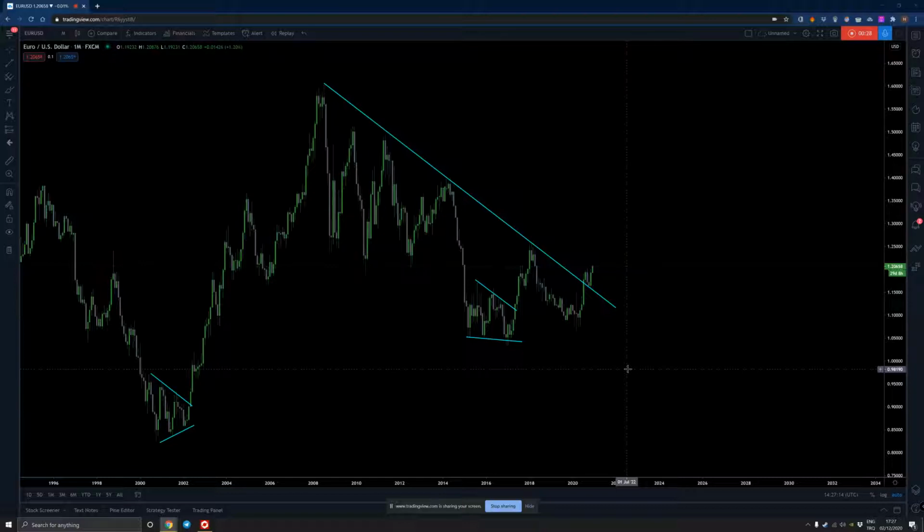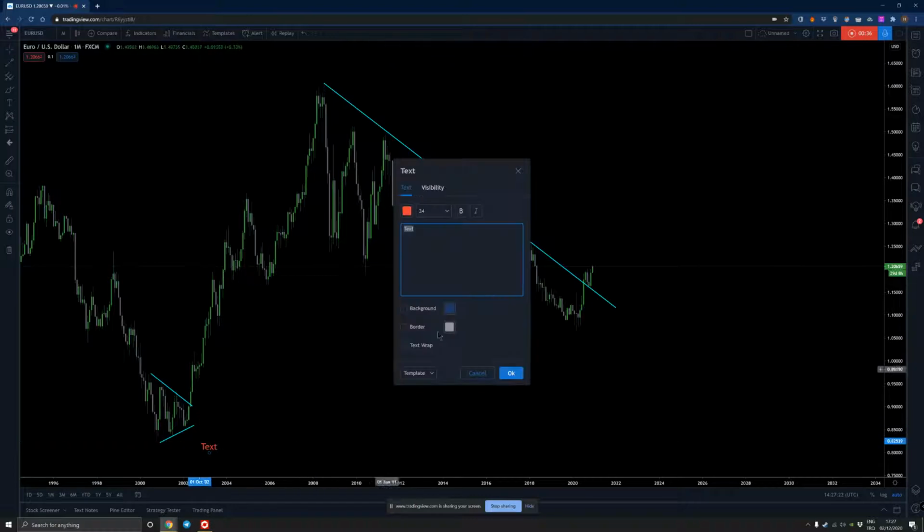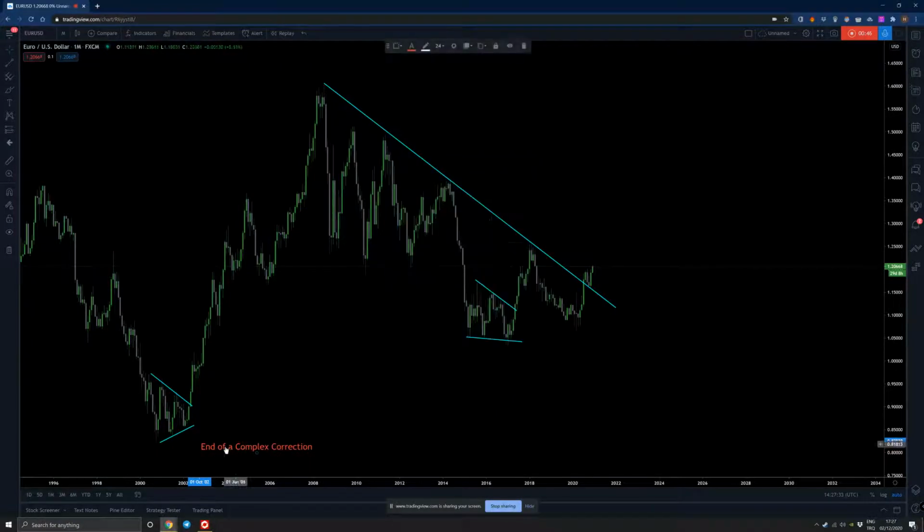So, what I would like to say to you is, as you can see, this triangle happened at the end of a complex correction. Now, what does this mean? Well, whenever this triangle happens at the end of a complex correction, it means that it ends something, okay?